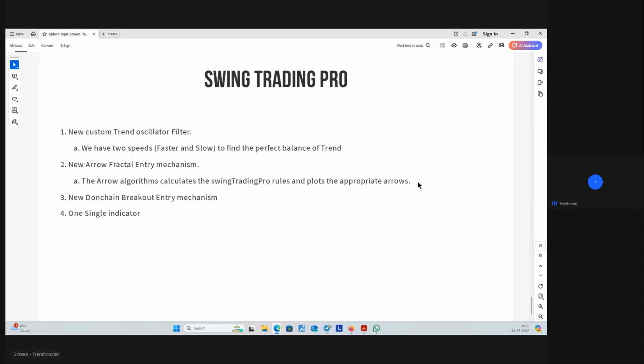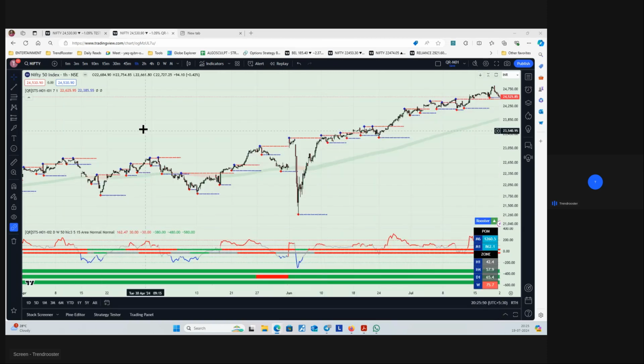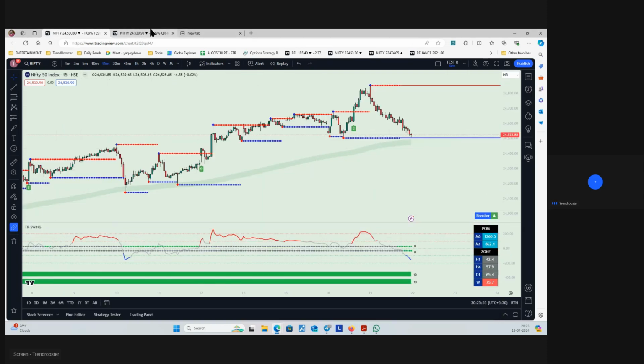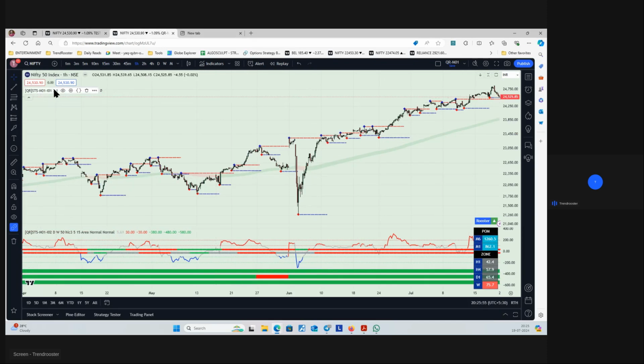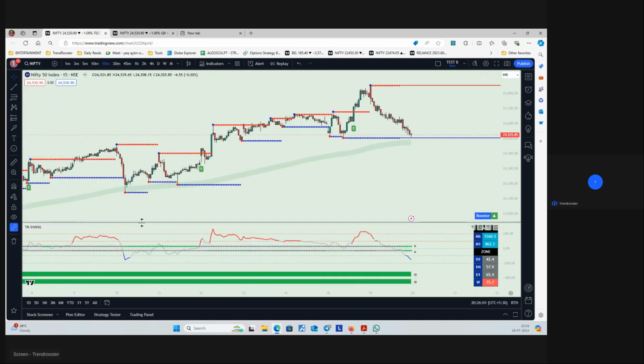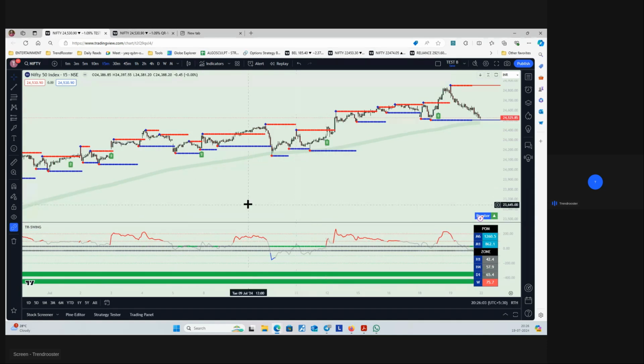What else do you guys want? Now it is already semi-automatic. There is also a new Donchian channel breakout entry mechanism. And then one single indicator. There are no two indicators. If you are using free TradingView, there is only one indicator for you to add, and then everything is available. Now look at the new one, which is this one. Earlier this was the previous one. You see that there was a top indicator and then a bottom indicator. Now let's go to only one indicator, TR Swing, and it's much more clear and very crisp.